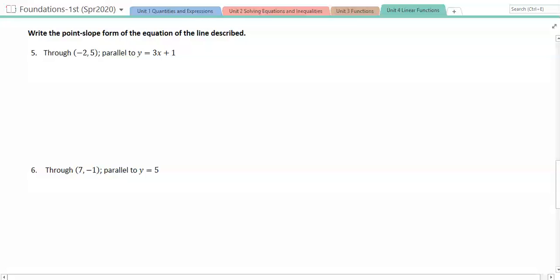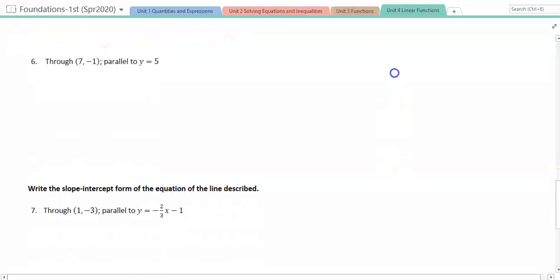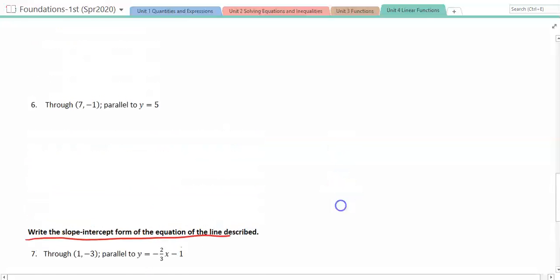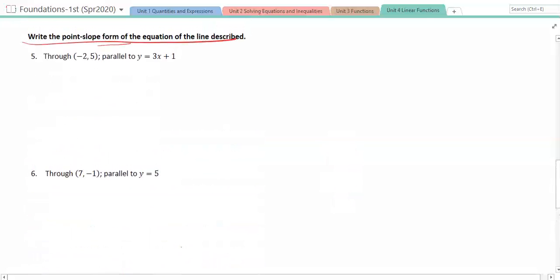All right. So here's where we get into the bulk of what this lesson's about, being able to take information and find new lines. And so you see the direction here is to write the point slope form, and when we get to examples 7 and 8, it'll be to write the slope intercept form of the line described in the problem. So pay attention to the information we're given here. We're told that this new line is going to go through the point negative 2, 5, and it's got to be parallel to the line given here, y equals 3x plus 1.